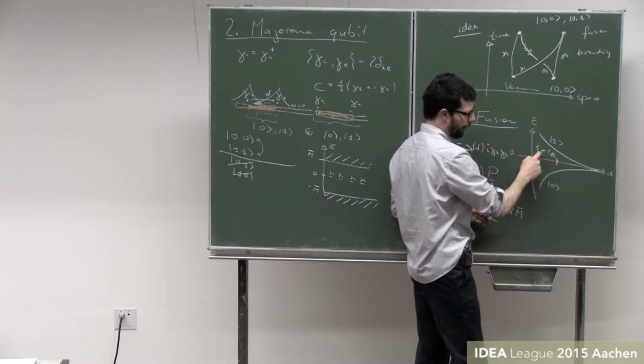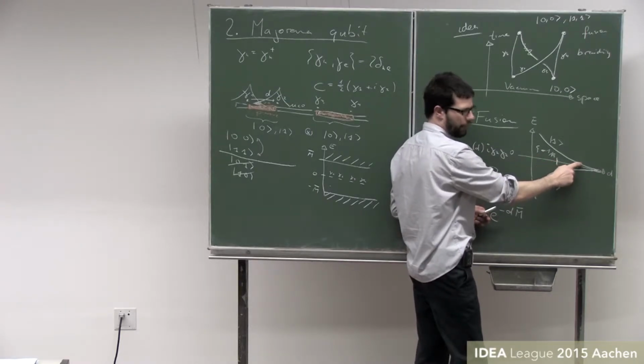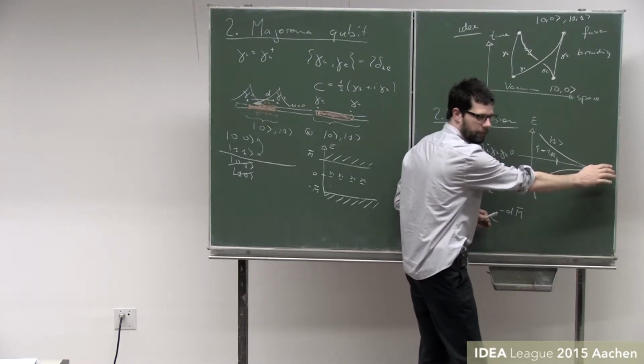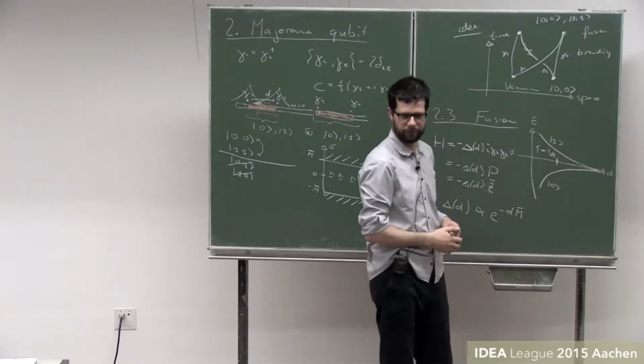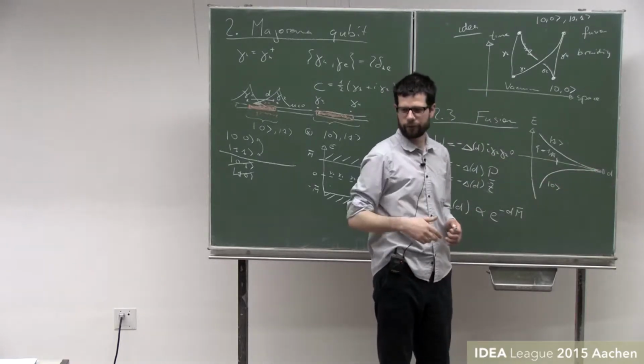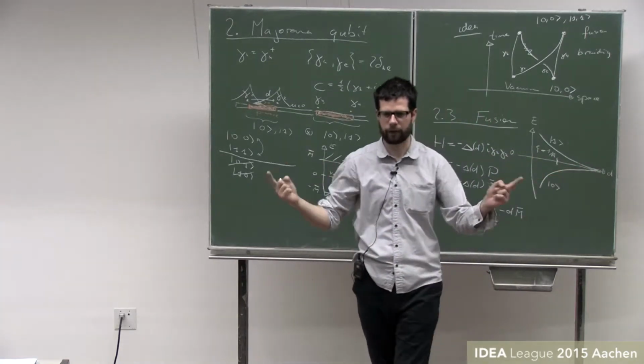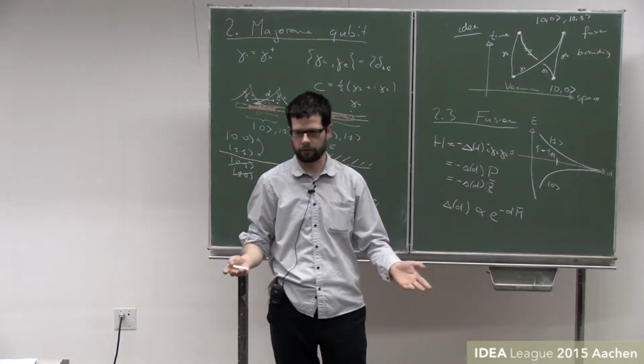For example, if you have 2 times this length scale, you're actually very close to 0. If this is not yet good enough for you, you go 3 times this length scale or 4 times, and it gets better and better. So you give me an accuracy, and I tell you a number, which is not so large, by which you have to keep the 2 Majoranas away from each other, and then you achieve this accuracy.